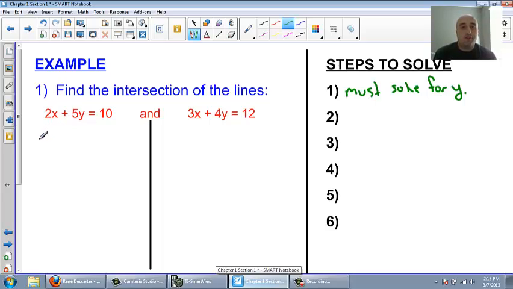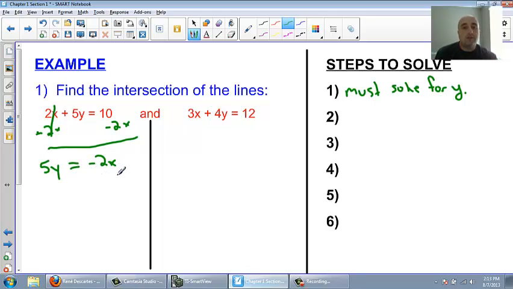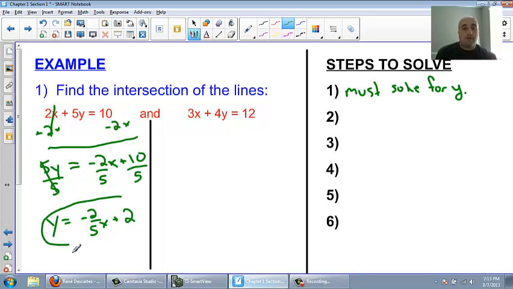First thing I need to do is remove the 2x, so I'm going to subtract the 2x from both sides. 2x minus 2x is 0. Bring down the 5y, bring down my equal sign. You always want to bring down the x first, and then I'm going to bring down my positive 10. Then I'm going to divide by 5 to get my y by itself. You have to divide everything by 5. The 5's cancel out. I'm left with y equals negative 2/5 x plus 10 divided by 5 is 2. So that one is good to go.